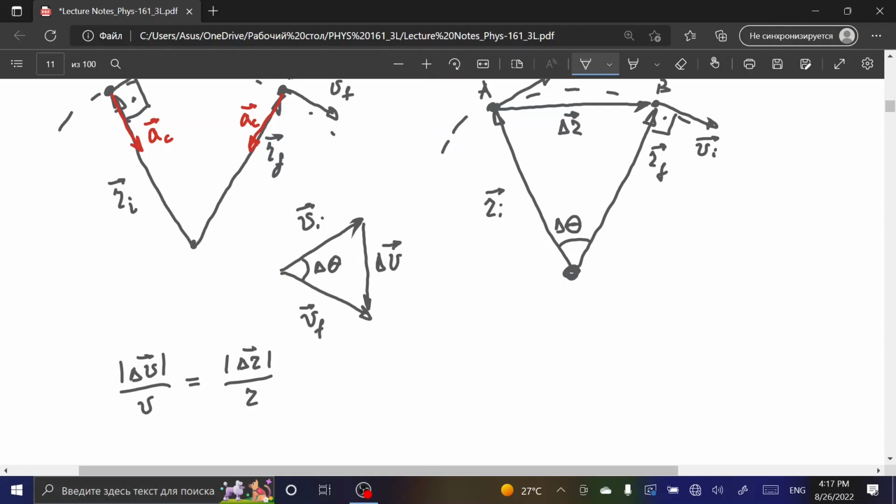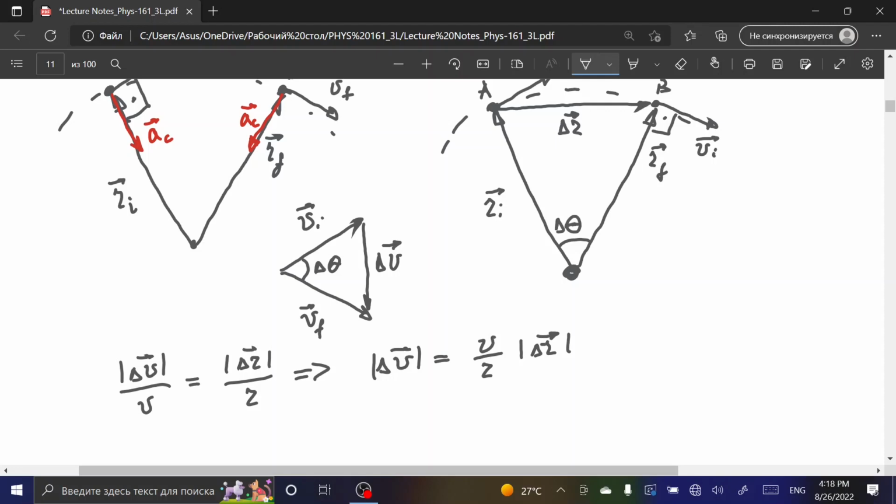So with this, we can express the change of velocity vector. So let us do it here. Delta v vector, like the magnitude of this change, will be equal to v, linear velocity, divided by the radius of the curvature times the magnitude of the displacement vector.